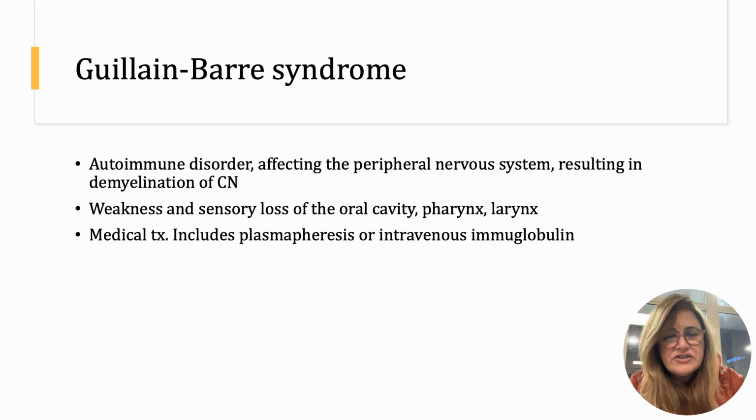Weakness, sensory loss in the oral cavity, pharynx, and larynx, therefore the possibility of aspiration is higher. There's a medical treatment that includes plasmapheresis and intravenous immunoglobulin. These clients sometimes never knew they had this syndrome; it was dormant, and it just started when an area of stress or something happened in their health.